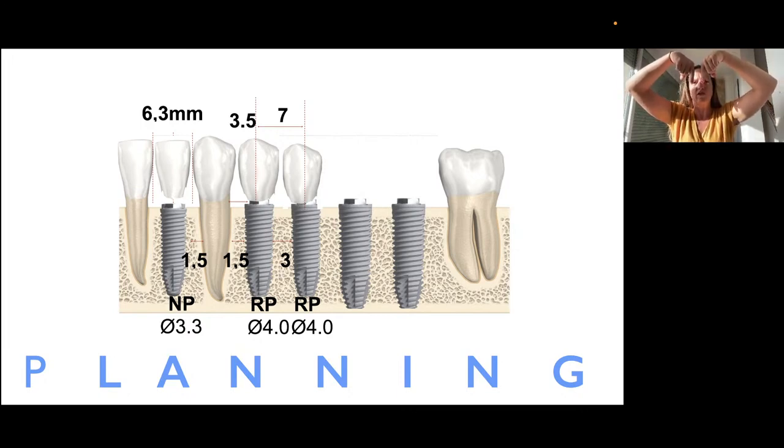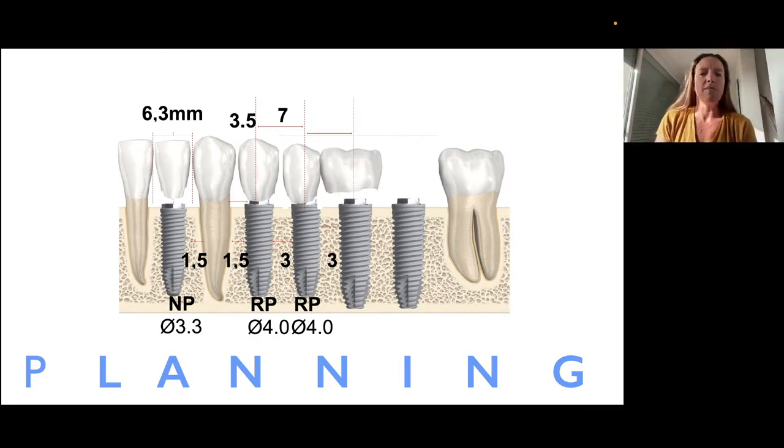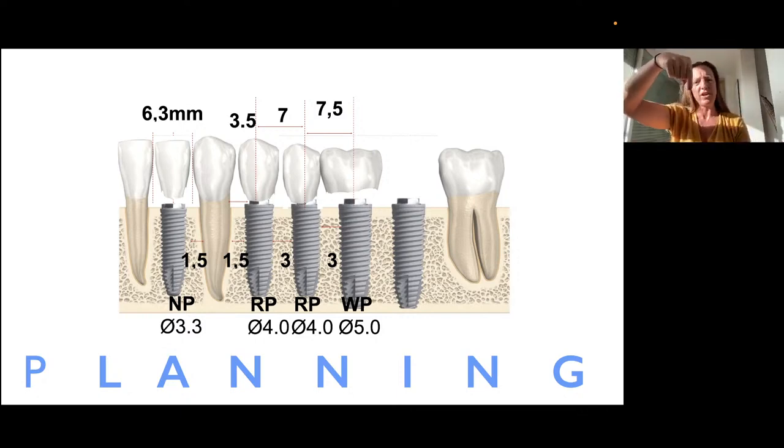So this is crucial, this is very important, this is the minimum if you want to have good results. Now imagine that I'm going to place a first molar with a wide platform implant, which is a 5.0. So again, here between the second premolar and the first molar, I have to go with my drilling after 7.5 millimeters from this drill of the second premolar to the drill of the first molar.